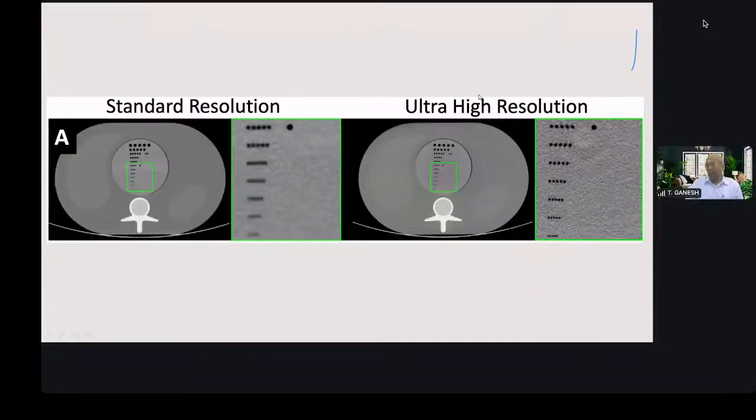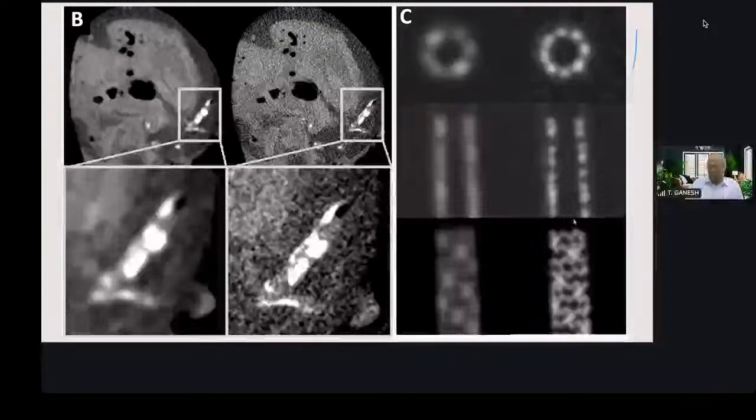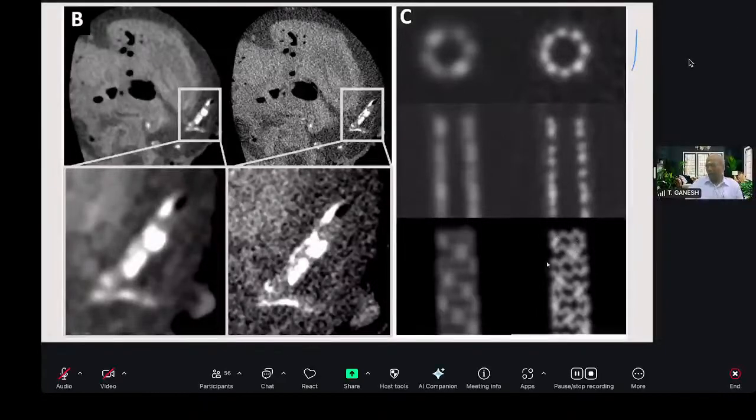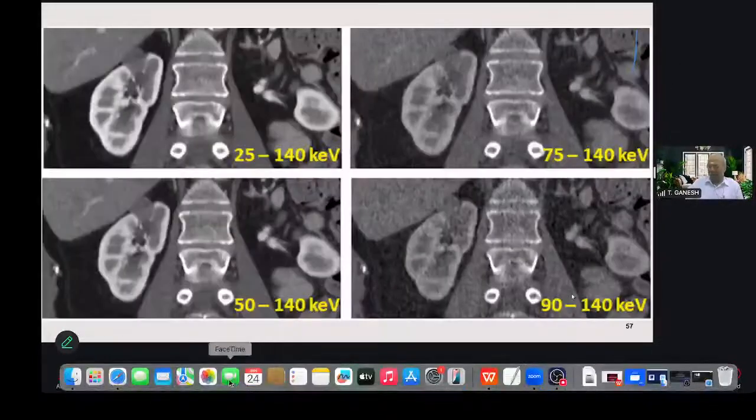Because of the very small pixelated anode, you get ultra high resolution, so you can see the difference between the standard resolutions that we see in conventional CT versus the ultra high resolution that is possible with photon counting CT. Similarly, a stent has been placed in the coronary vessels, and with photon counting CT, you can very clearly visualize the stent and move on to reconstruct it in a three-dimensional mode.